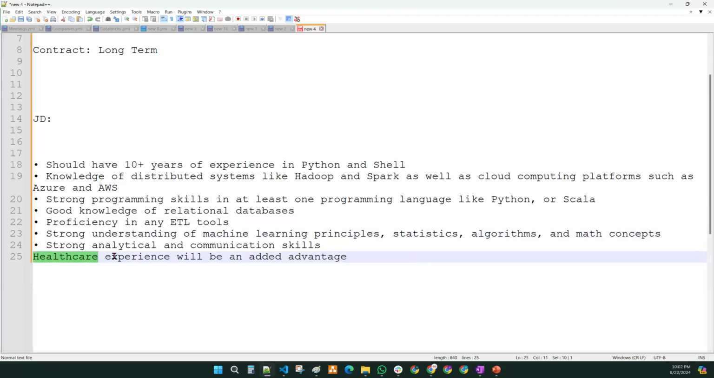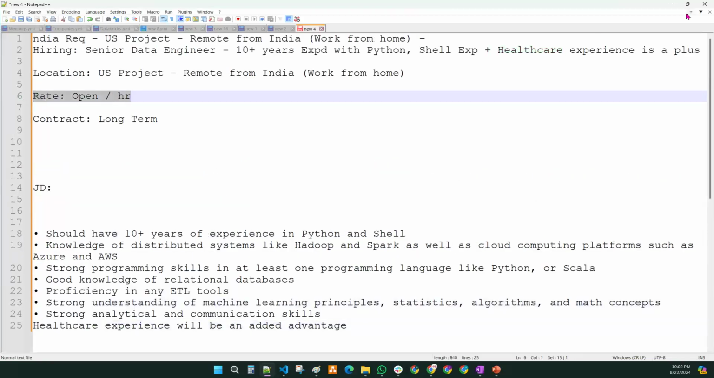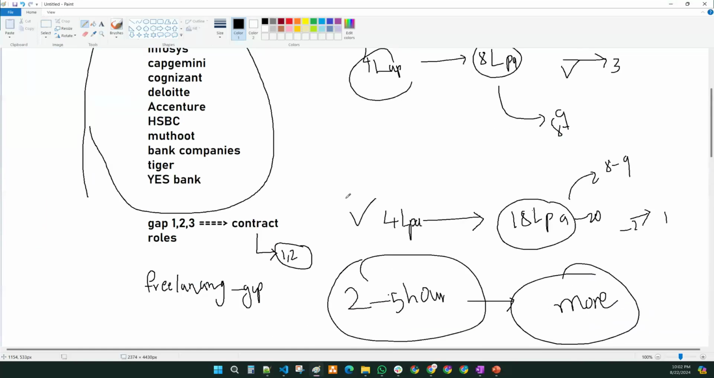This is in a healthcare domain. So that is how, and the package is open. So this is how I'm telling you. One more thing also you have to understand.